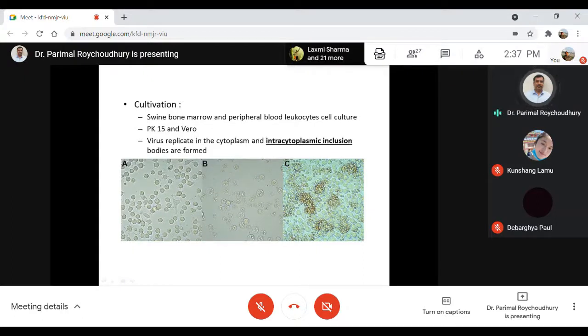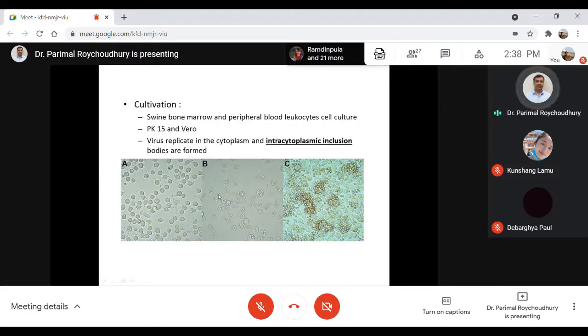However, at the same time, this particular virus exhibits a very peculiar phenomenon of hemadsorption. The third picture, C, is showing the hemadsorption test, where the infected macrophages, in which virus infection takes place, express a particular protein called P51 on their surface, which can bind with pig RBCs.